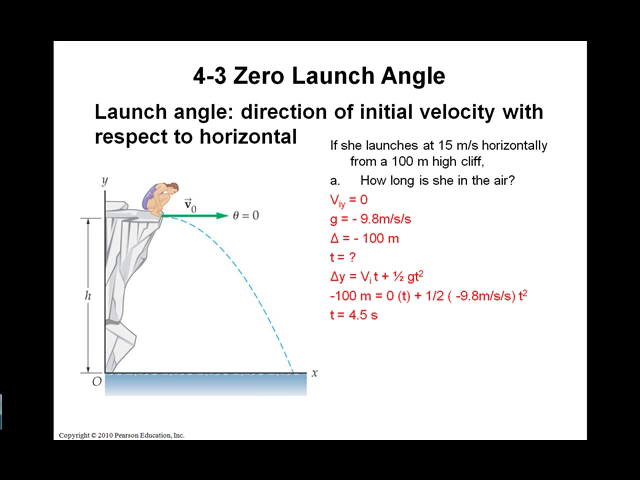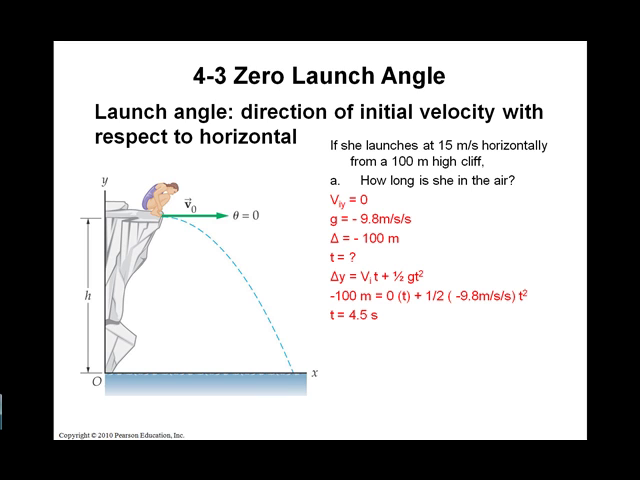So imagine that you have this diver and she's launching at 15 meters per second horizontally from a 100-meter high cliff. And we want to know how long she's in the air. So imagine what's going on here. She's going off horizontally. So initially, in the y direction, she has 0 speed. Gravity is negative 9.8 meters per second squared. And her change in y is negative 100 meters. And we want to know how long she's in the air.